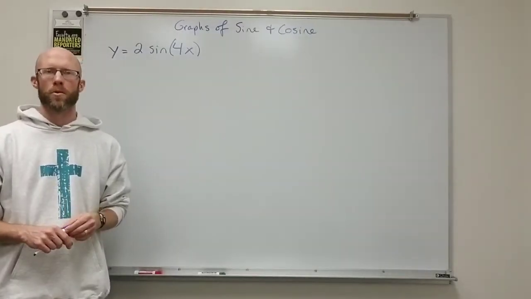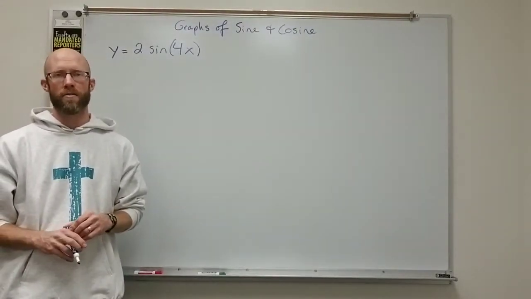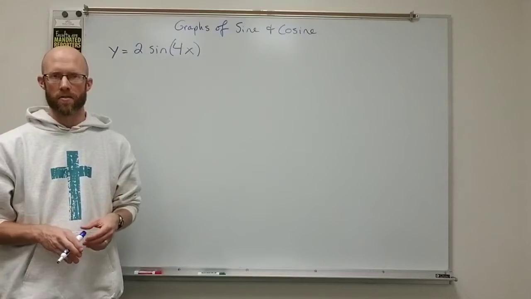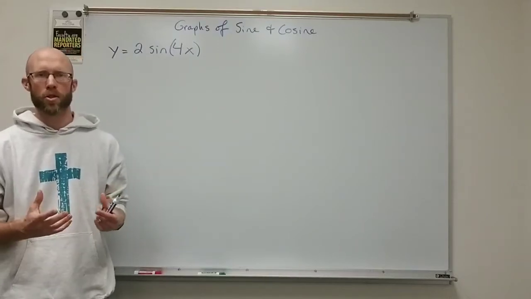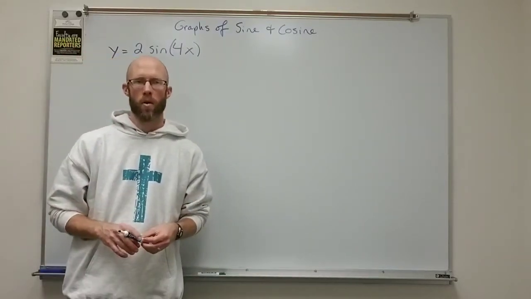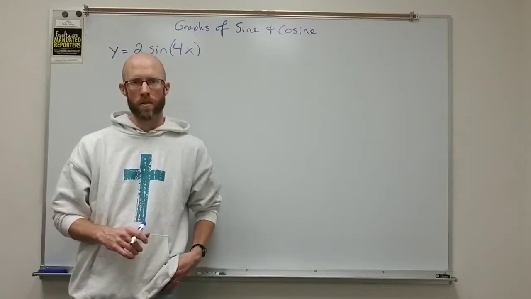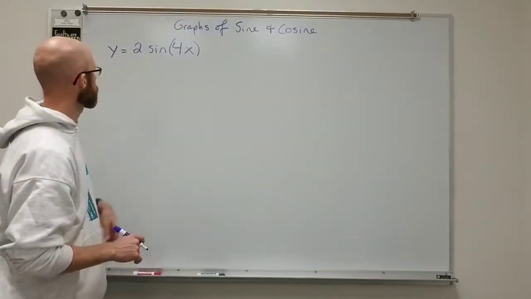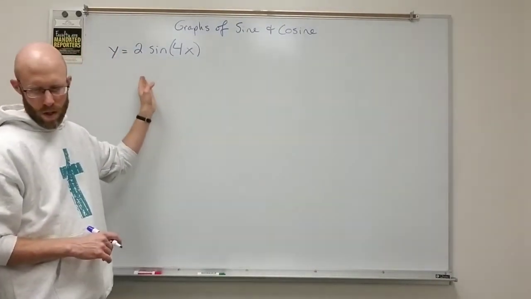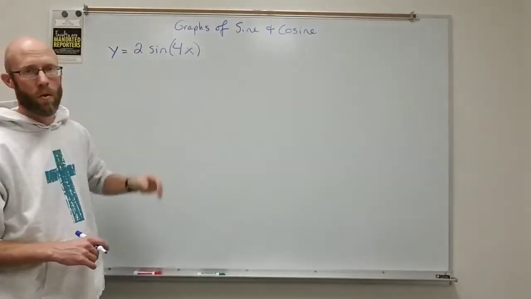So I'm going to quickly run through how to plot the graph of a couple basic sine functions with maybe an amplitude or period change or some sort of reflection involved. Okay, so on this one I have the graph of 2 times the sine of 4x.